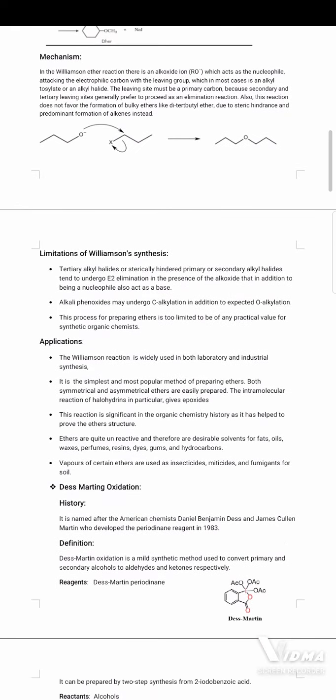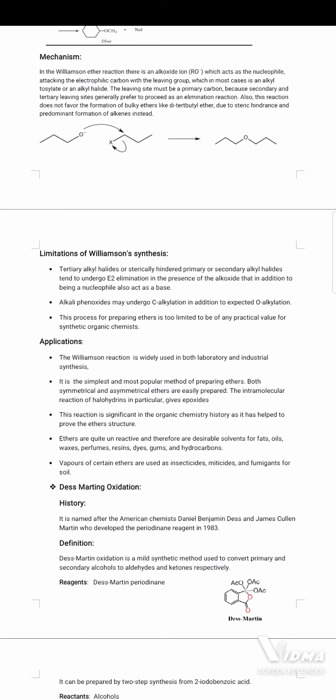Next, moving towards the mechanism of the reaction. Basically, the alkoxide ion RO- will act as a nucleophile and it will attack the electrophilic carbon bearing the leaving group, which in most cases is an alkyl halide. So after that, an ether will be produced. The leaving site must be a primary carbon because secondary and tertiary leaving sites generally prefer to proceed as an elimination reaction. So this reaction doesn't favor the formation of bulky ethers like di-tertiary butyl ether due to steric hindrance and predominant formation of alkenes instead.